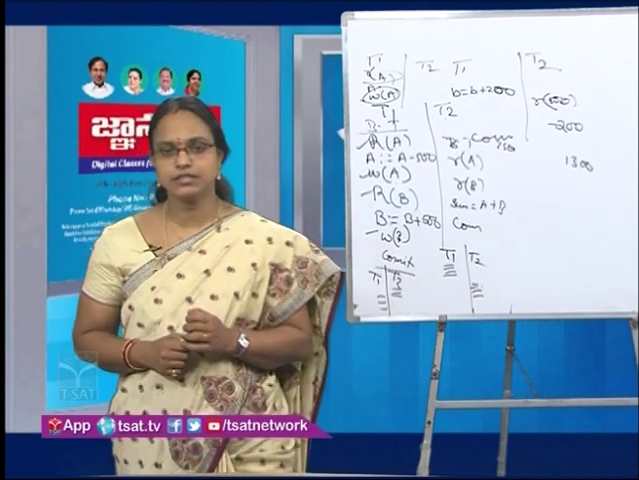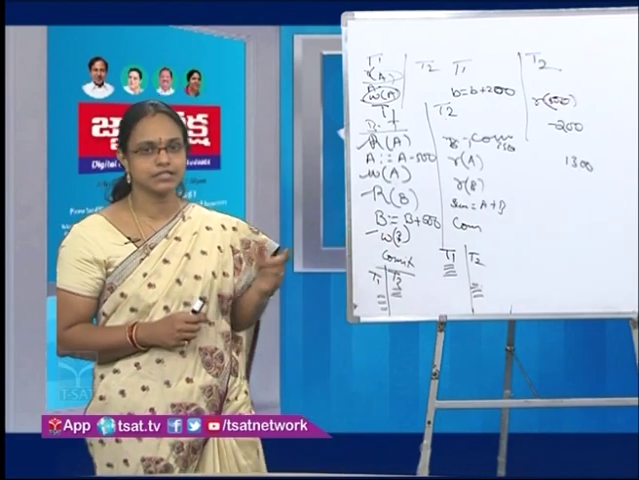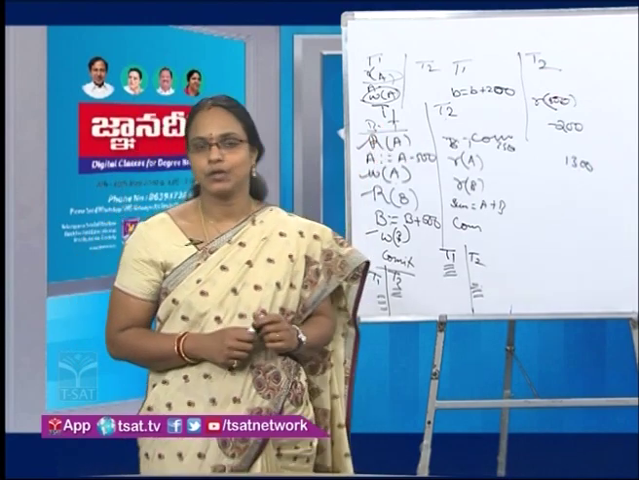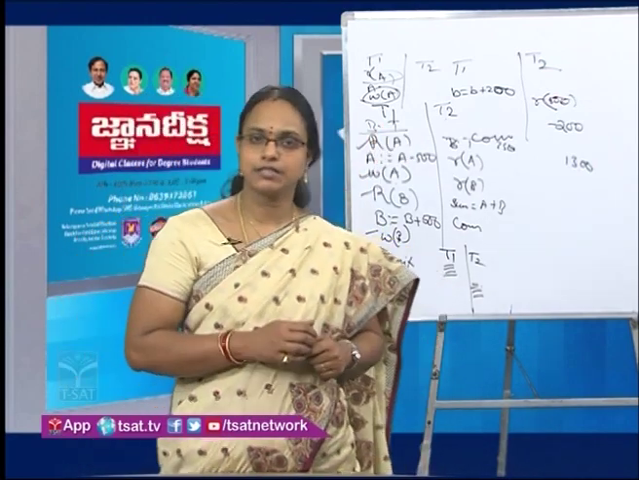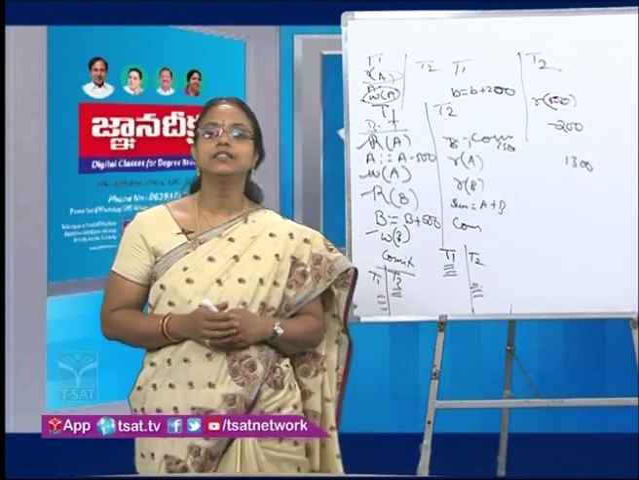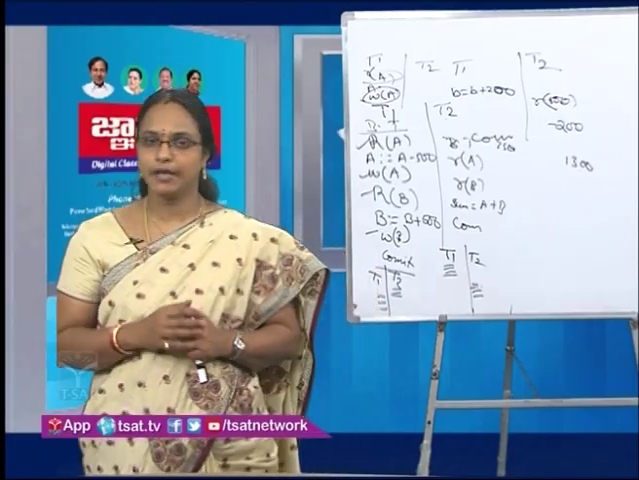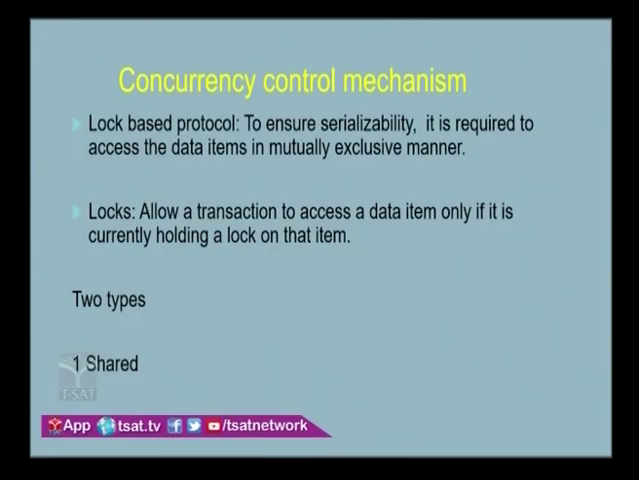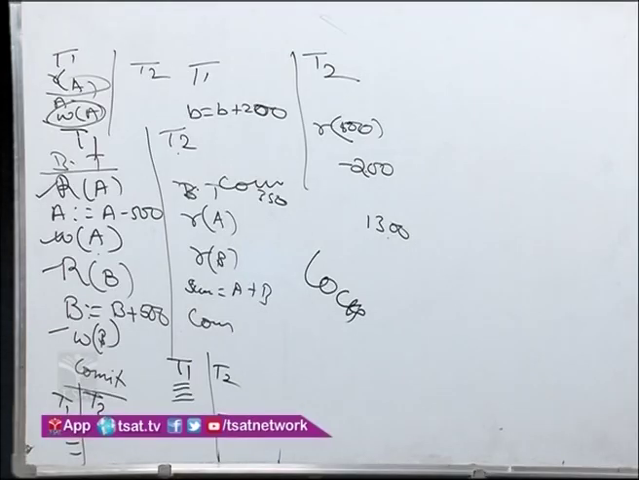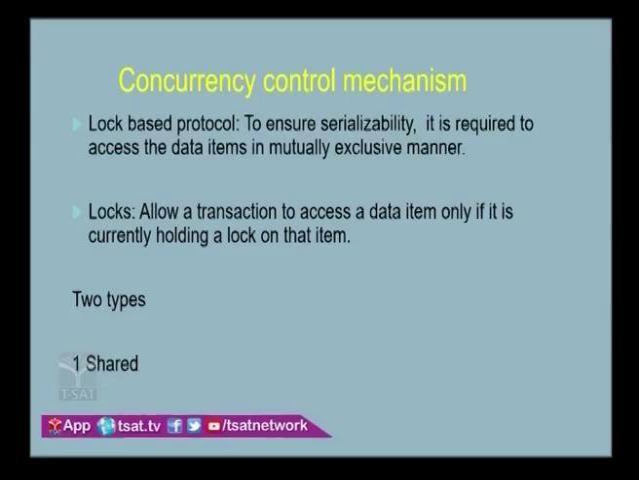But in this session, I am going to tell you one concurrency control mechanism that we call lock-based protocol. We have other mechanisms like timestamp-based protocol, log-based protocols and so on. In this session, we are going to learn the lock-based protocol. What is this lock-based protocol? The lock-based protocol will use locks, and if you use this protocol, it will ensure serializability. What do we mean by serializability?